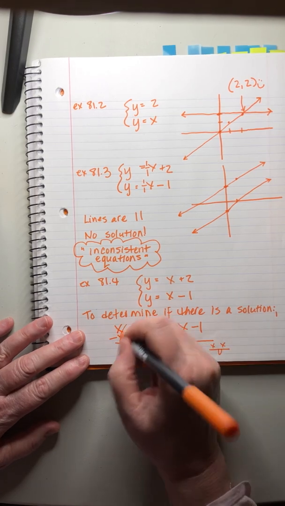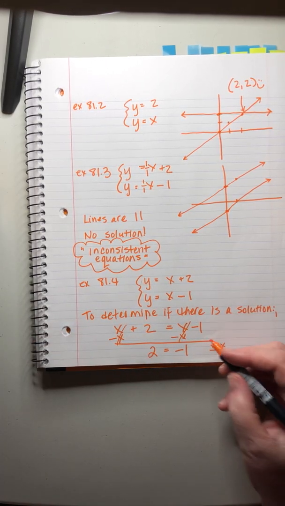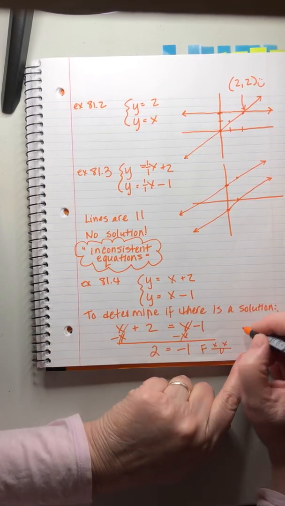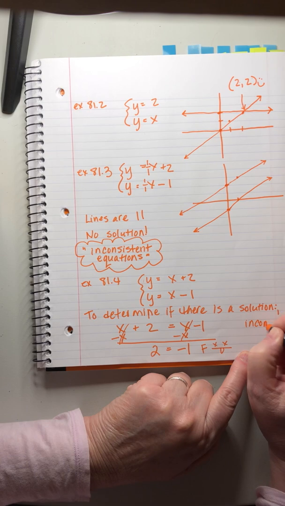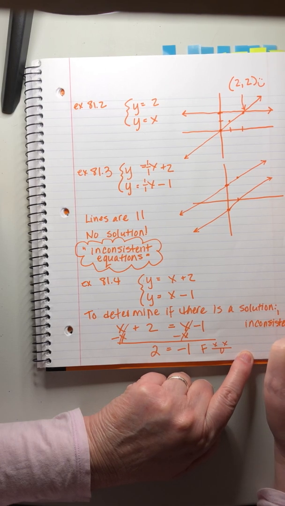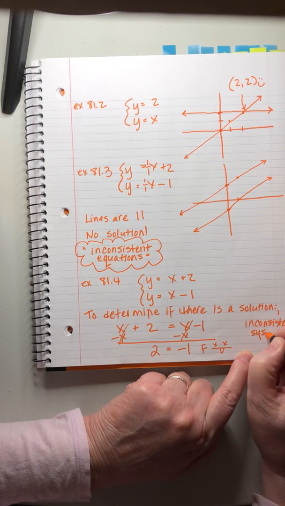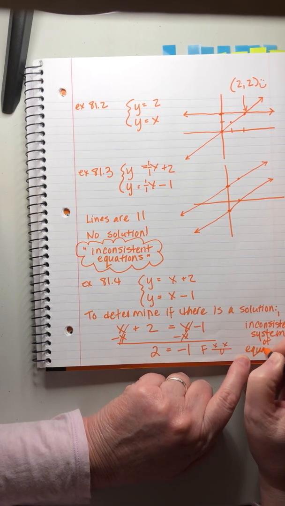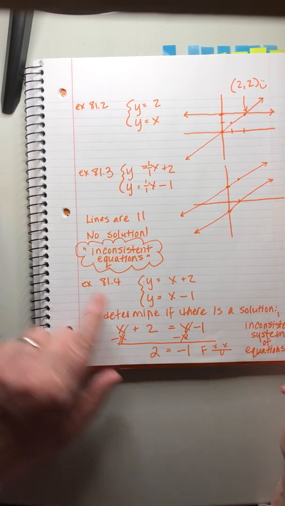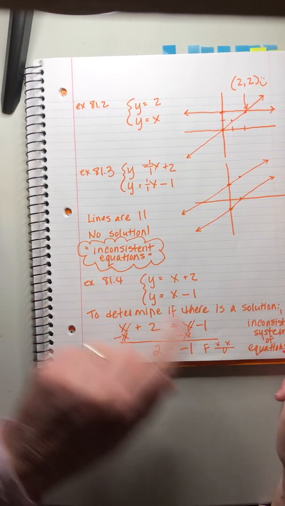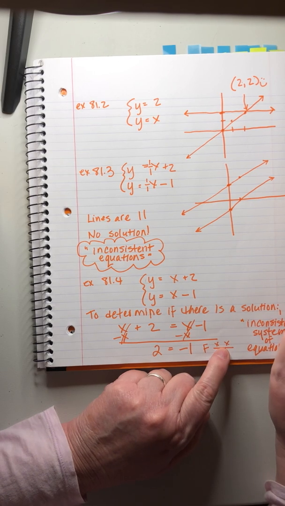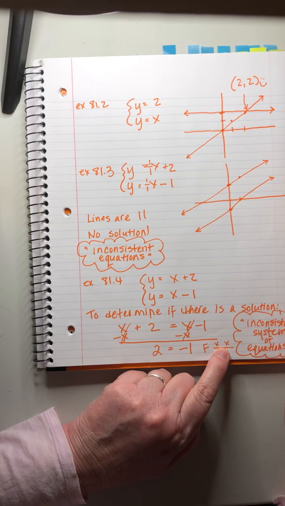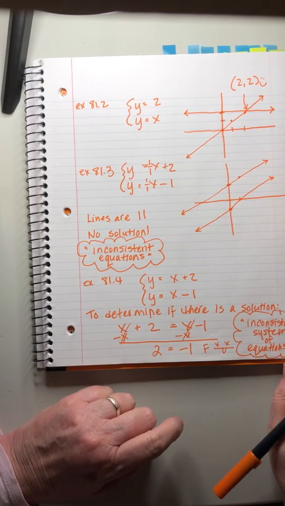Not okay, right? So that tells us, because this is false, that this is an inconsistent system of equations, which is the same thing that we said last time. Last time I just said inconsistent equations. This time I gave you the full $50 version of the answer. It's the same thing. Okay, so inconsistent means the lines are parallel.